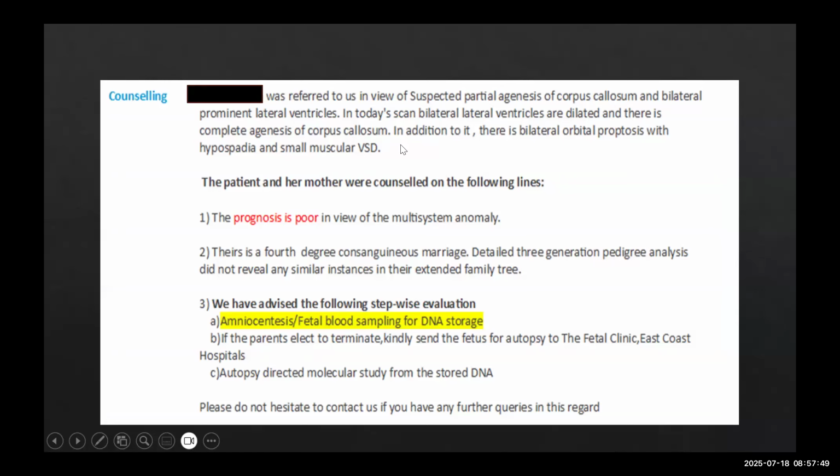We counseled the couple that because of multi-system anomaly, the prognosis is poor, and theirs is a 4th-degree consanguineous marriage. However, there were no similar instances in the extended family tree. We advised them invasive testing with amniocentesis and fetal blood sampling and DNA storage. Patient did not go for further testing. They terminated the pregnancy.